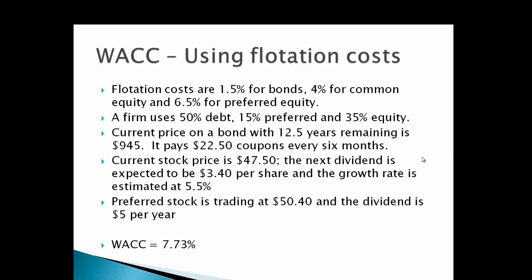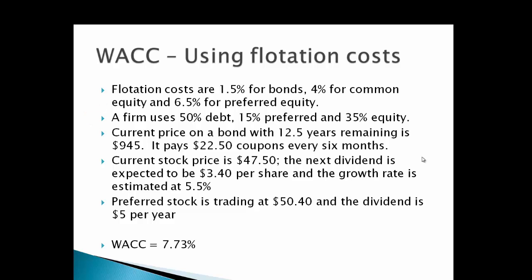Okay, so let's look at one last example here, and this time we'll use flotation costs, make it slightly more complicated. The flotation costs are assumed to be 1.5% for bonds, 4% for common equity, and 6.5% for preferred equity. The target capital structure for the firm is going to be 50% debt, 15% preferred stock, and 35% common stock.